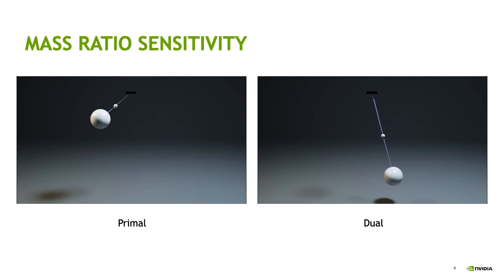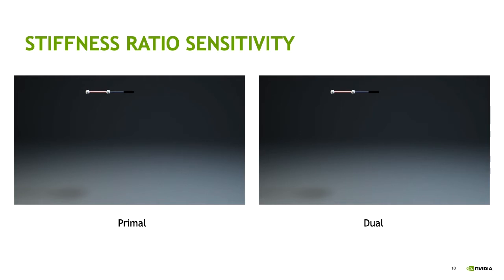So this is in line with our analysis on the previous slide, but it was a little surprising to me, at least, to find out that these primal methods are so relatively unaffected by the mass ratio problem. On the other hand, if we look at a stiffness ratio, in this case we have a very stiff link at the bottom attached to a much weaker link at the top. And this actually gives rise to a stiffness ratio that causes the primal methods to converge very slowly. On the other hand, the dual method is quite unaffected.